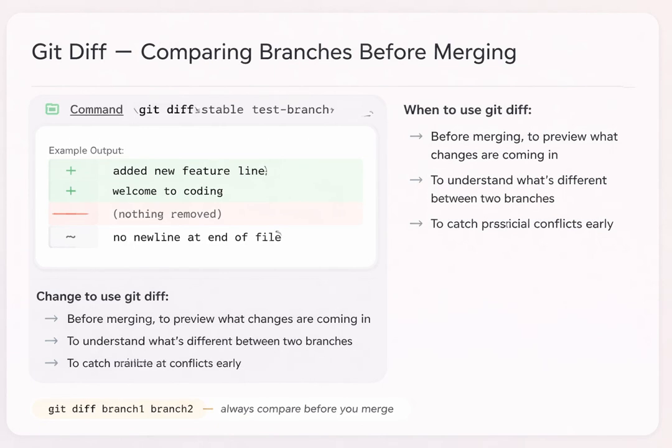Before you merge two branches, it's a really good habit to check what's actually different between them. That's what git diff does. The command git diff, followed by two branch names, shows you a comparison of the two. Lines marked with a plus sign are additions, things that exist in the second branch but not the first. Lines with a minus sign are deletions. Lines with no prefix are unchanged.